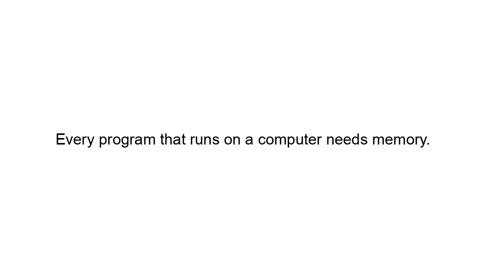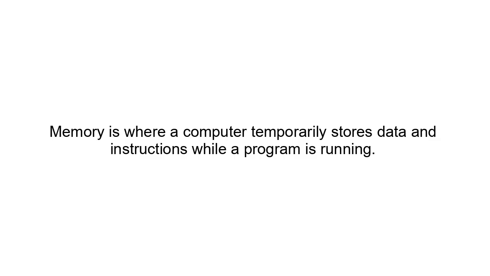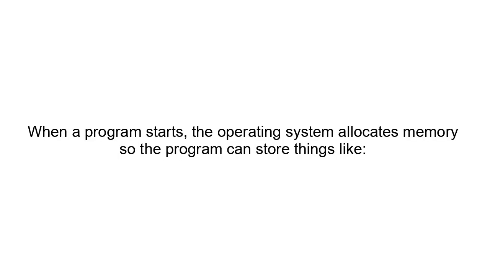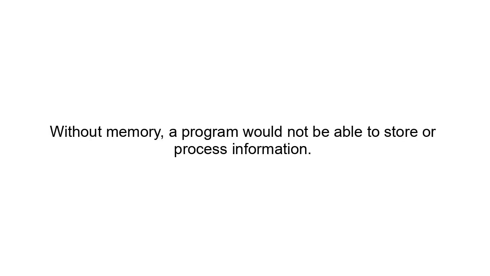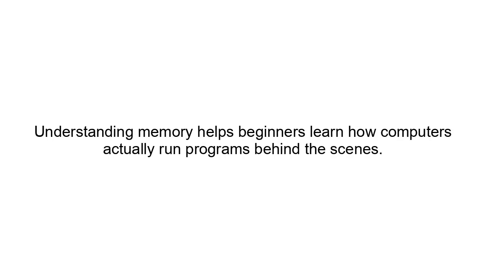Introduction. Every program that runs on a computer needs memory. Memory is where a computer temporarily stores data and instructions while a program is running. When a program starts, the operating system allocates memory so the program can store things like variables, objects, program instructions, and temporary calculations. Without memory, a program would not be able to store or process information. Understanding memory helps beginners learn how computers actually run programs behind the scenes.